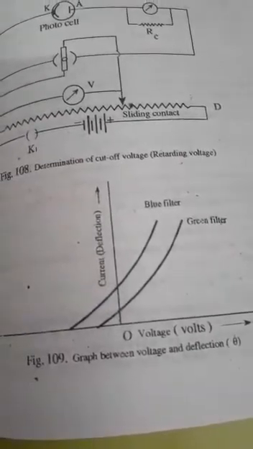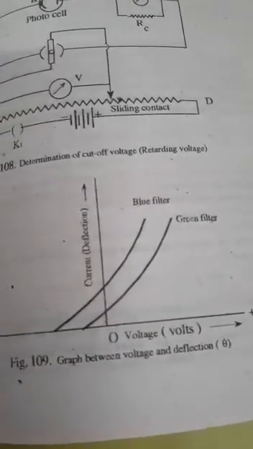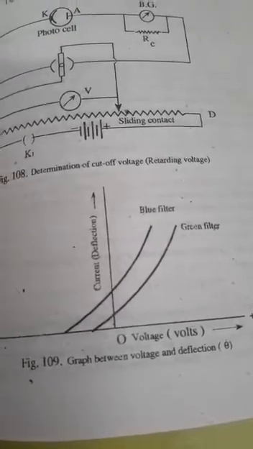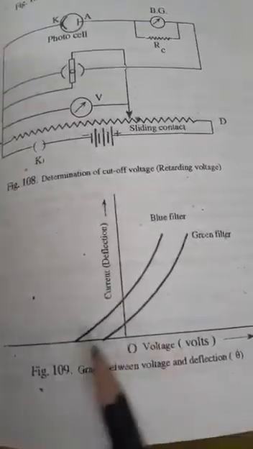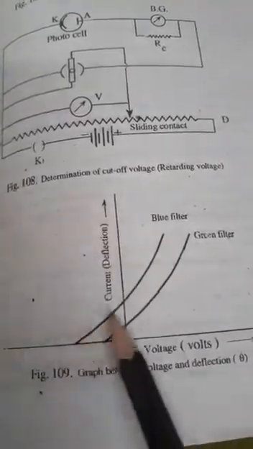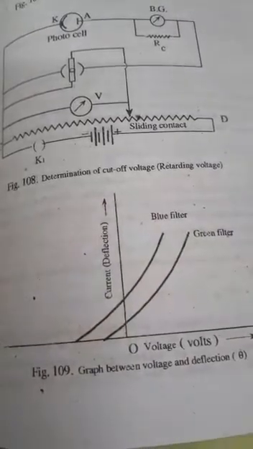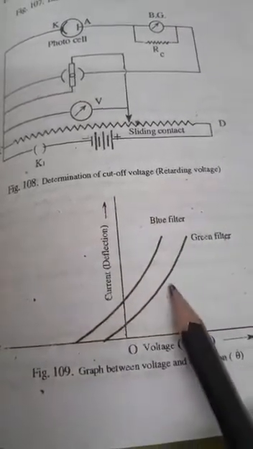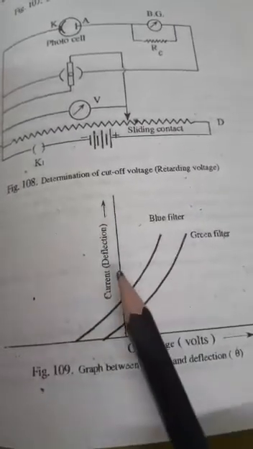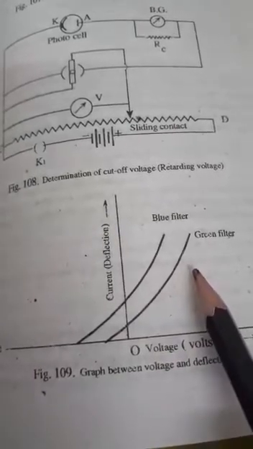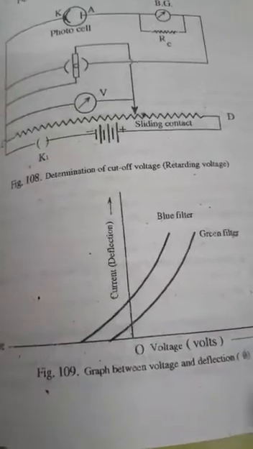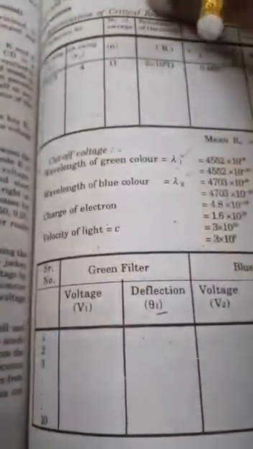Further, figure 109 shows the graph between voltage and the deflection. Voltage, being the independent quantity, is plotted along the x-axis, and along the y-axis the corresponding deflection is plotted. Here only two color filters are used, green and blue, but in a lab we also use orange and red filters, and we have obtained these graphs from the observations we got from our operators.